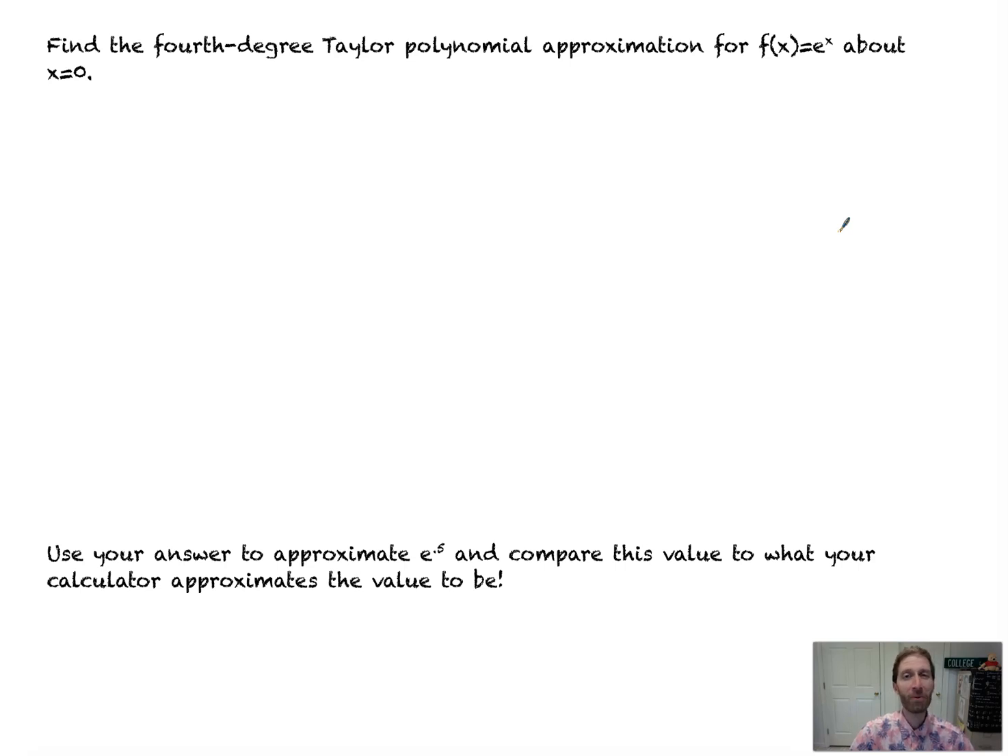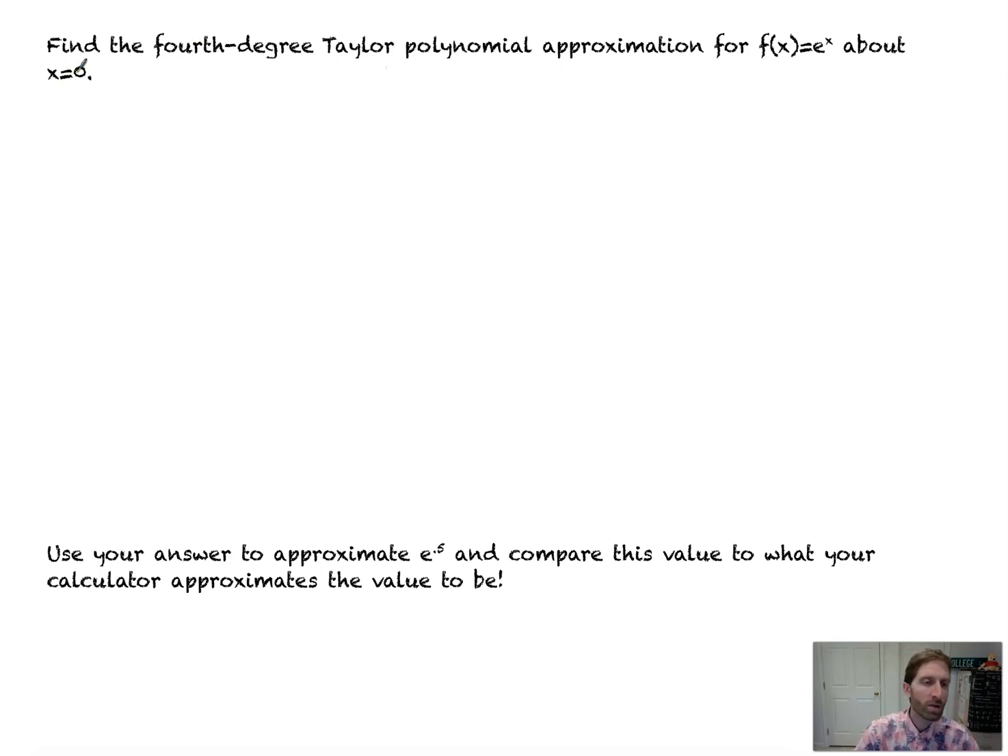Yes, in this video, we're going to put our newfound skill of making Taylor series to work. So we're going to make the fourth degree Taylor polynomial approximation for f of x equals e to the x about x equals 0, otherwise known as a Maclaurin polynomial since we're centered about x equals 0.